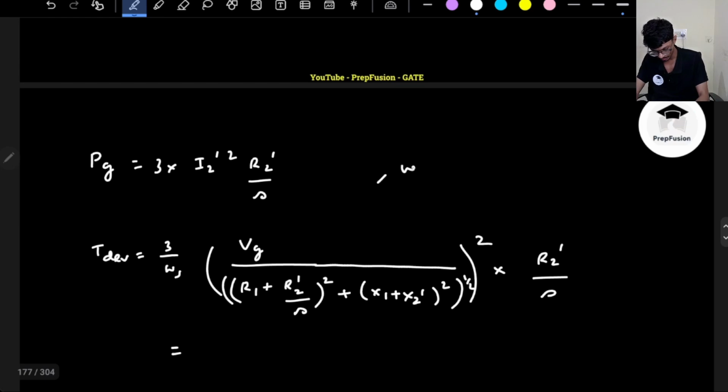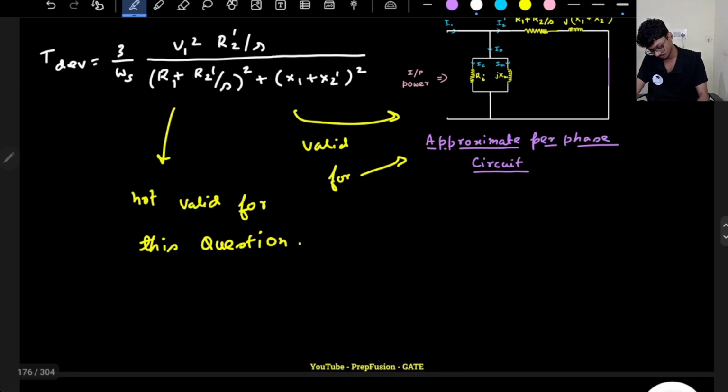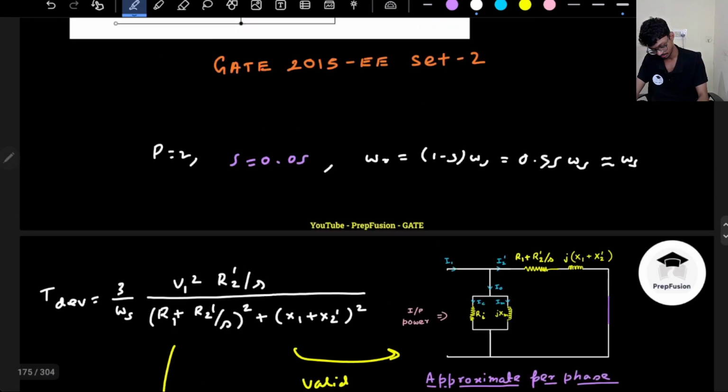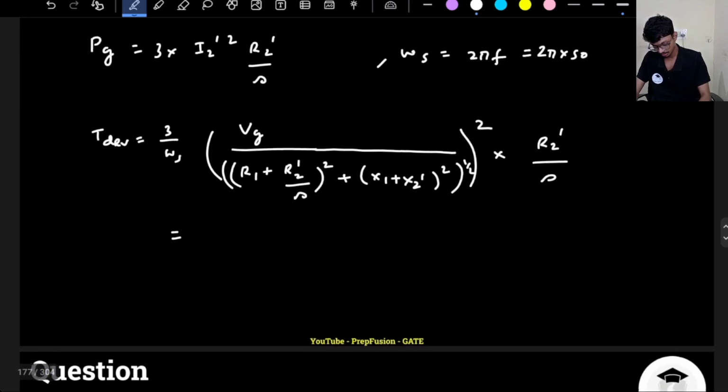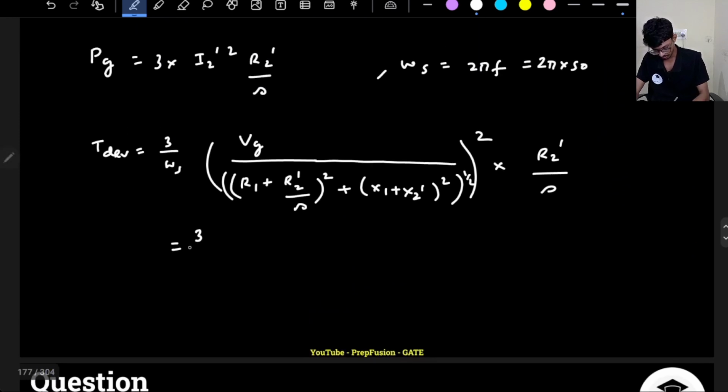Omega s will be basically 2 pi ns by 60. Or what is omega s? Omega s is basically 2 pi into f. That is what omega s is equal to. So it is 2 pi into 50, so it is 100 pi, because f is given as 50 hertz. So this will be 3 divided by omega s, that is 100 pi.